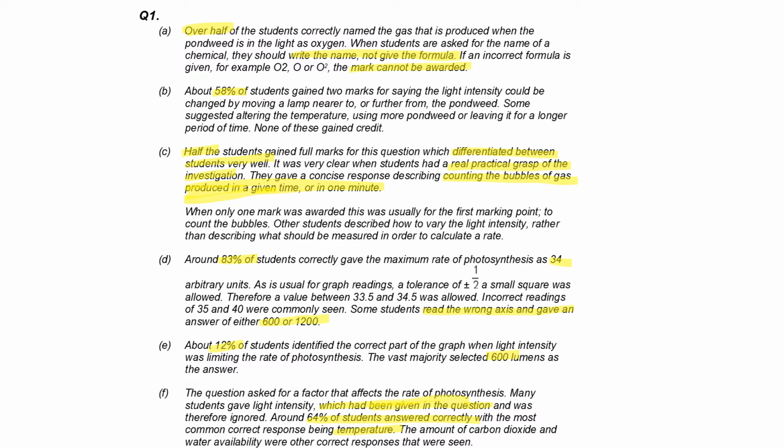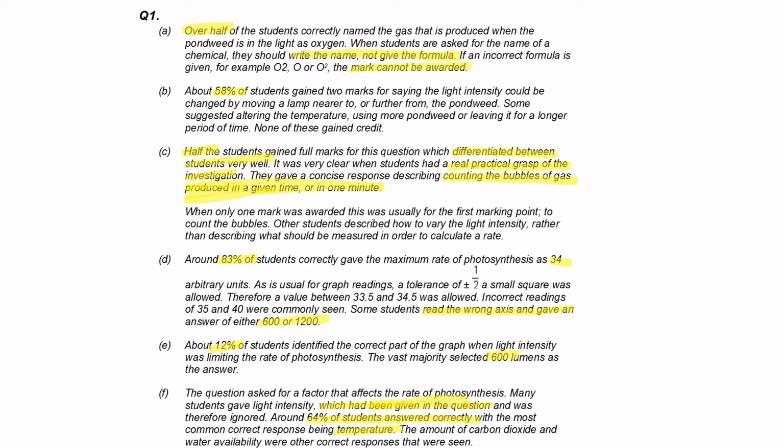For part F, the question asked for a factor that affects the rate of photosynthesis. Many students gave light intensity, which had been given in the question and was therefore ignored. Around 64% of students answered correctly, with the most common correct response being temperature.